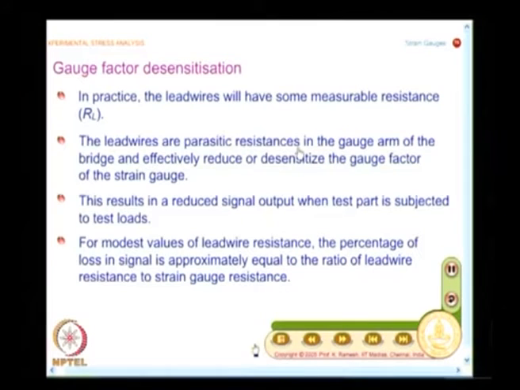Ideally, I want to have no resistance for the lead wire, but in practice you will have some resistance for the lead wire, and lead wire resistance is considered as a parasitic resistance. And what happens? It effectively reduces or desensitizes the gauge factor of the strain gauge. Because of this lead wire resistance, the total resistance in that arm goes to strain gauge plus lead wire resistance. So, the balance of the bridge is also affected.